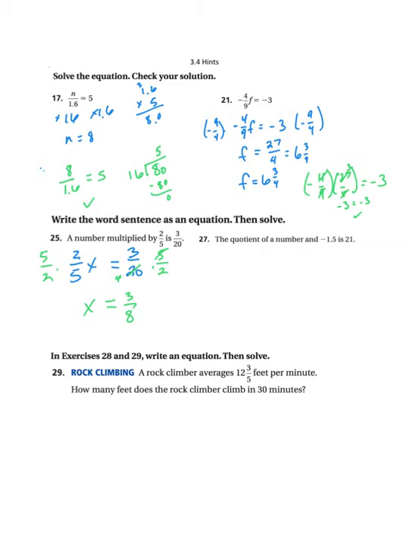All right, my next one here, I have the quotient of a number and negative 1.5, so that's division, that's equal to 21. So you can write it like this with a division symbol, or you can write x over negative 1.5 equals 21. Either of those is fine. To solve that, though, we need to, let me use a different color here. We're going to multiply both sides by negative 1.5.